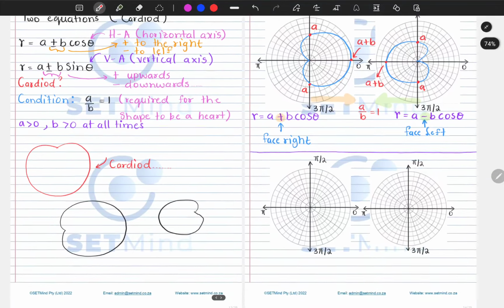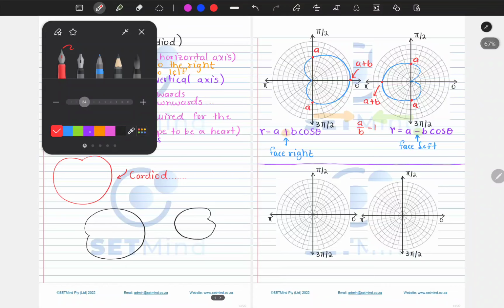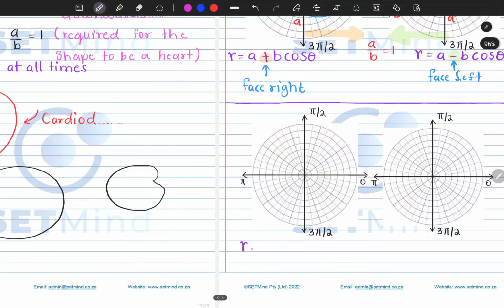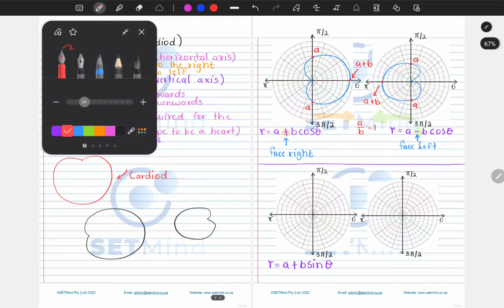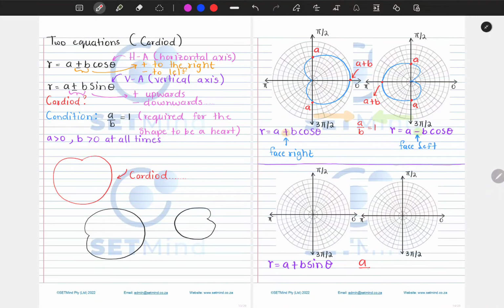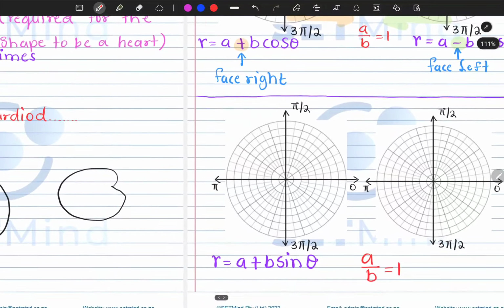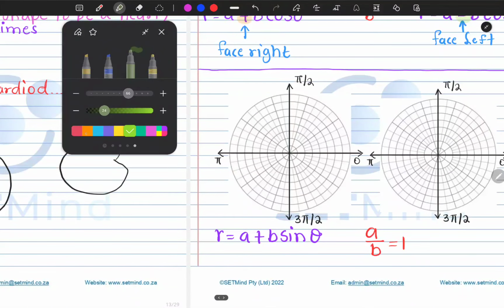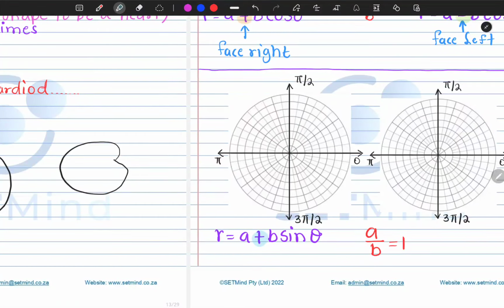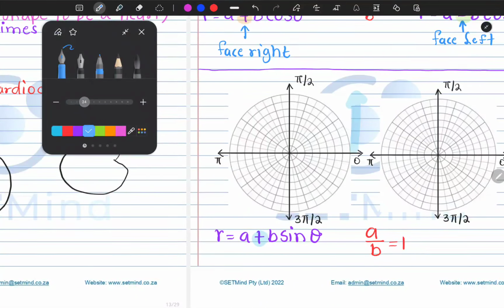So let's go to the sine one. Let's assume we are given R equals A plus B sine of theta. And remember, we are dealing with the cardioid, meaning our A divided by B must be 1. That is the only time where we are going to plot the graph this way. Because of this positive, and we know that for sine we are dealing with up and down, it means that I'm supposed to plot my cardioid in that direction, going up.